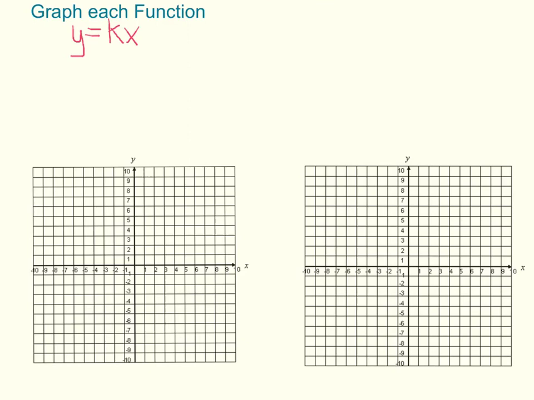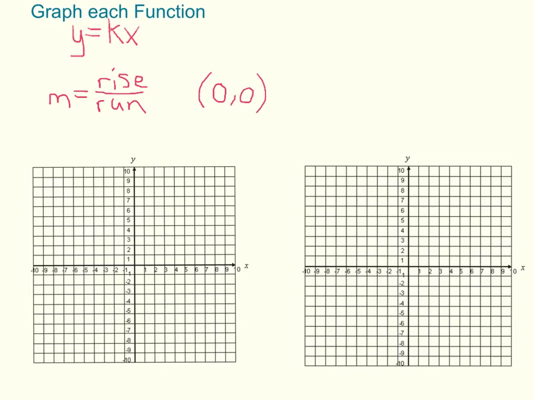Now we're going to graph equations of direct variation, and I want you to think of k as the slope, and think about what we know about slope. We know that you can graph it using the idea of rise over run, and then also remember that the graph will always go through the origin 0, 0.